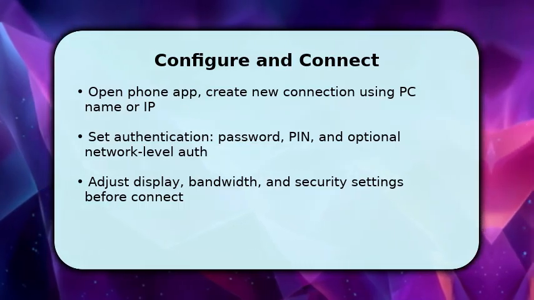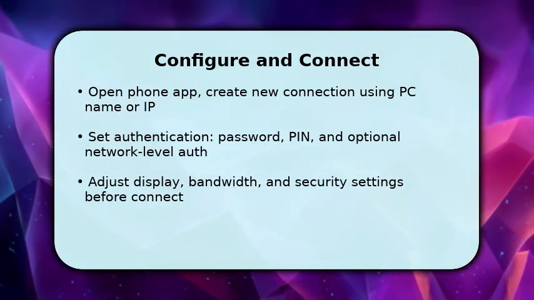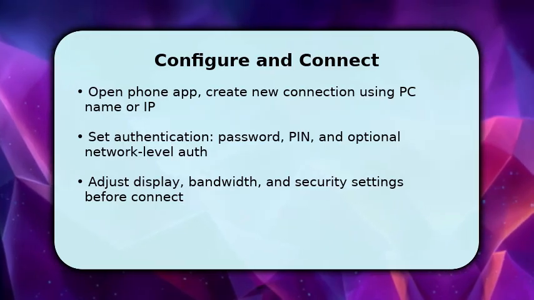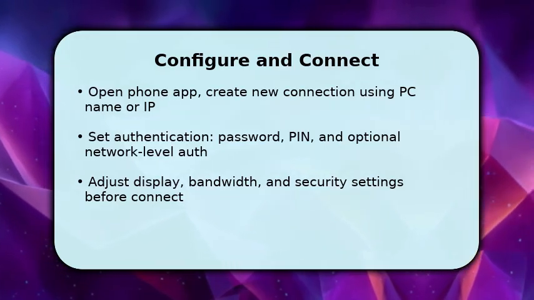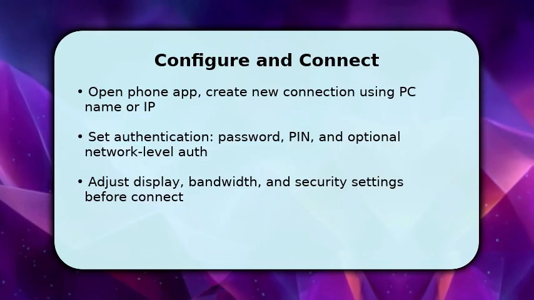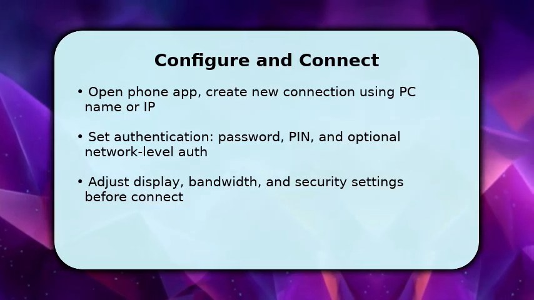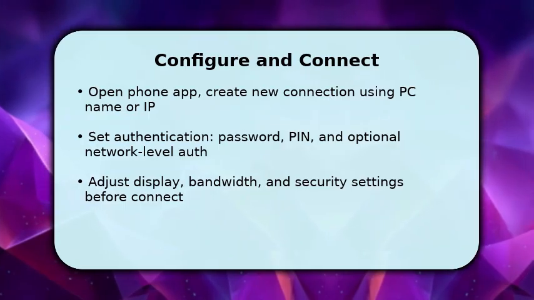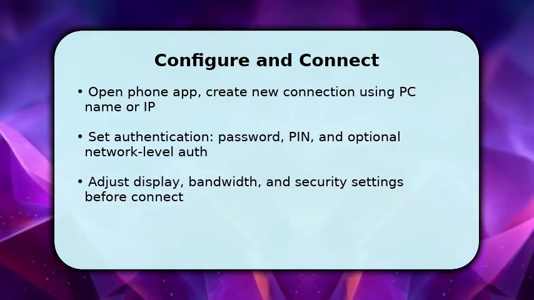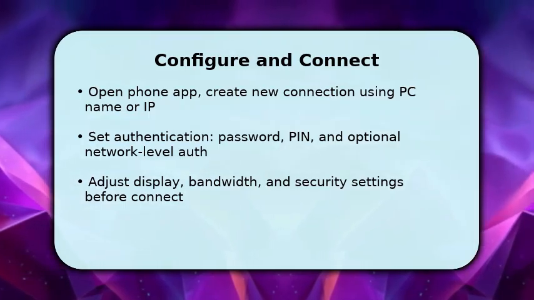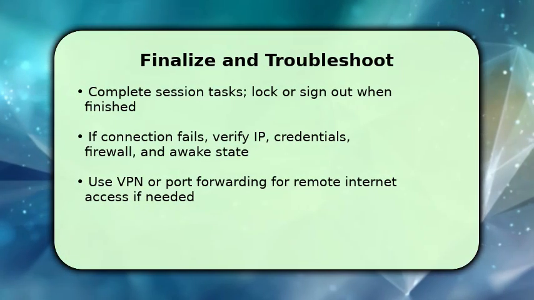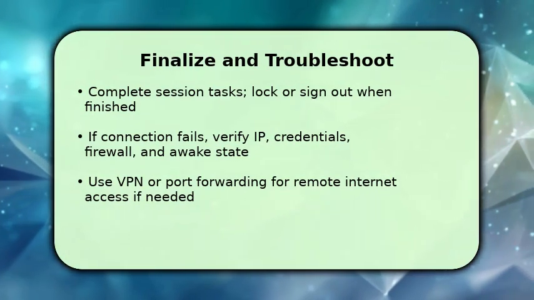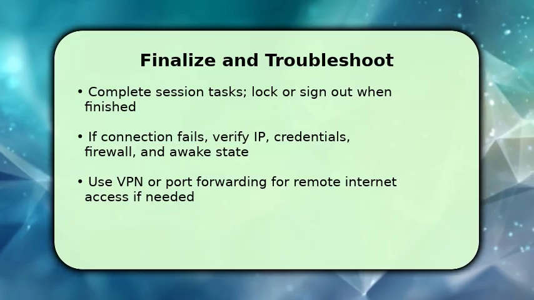This prevents unauthorized access. Make sure you configure display resolution and bandwidth limits to match your mobile network. Lower settings reduce lag. Then tap Connect and watch the app negotiate. If prompted, accept the PC certificate so the connection is encrypted. Once connected, work as if you were at the PC. Open apps, transfer files via copy-paste or cloud, and when finished, lock or sign out to protect the machine.